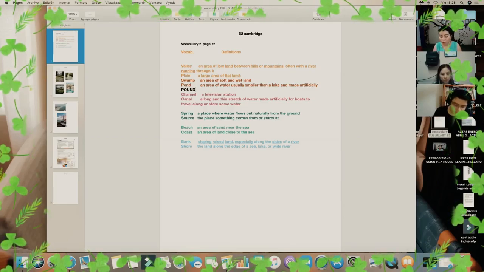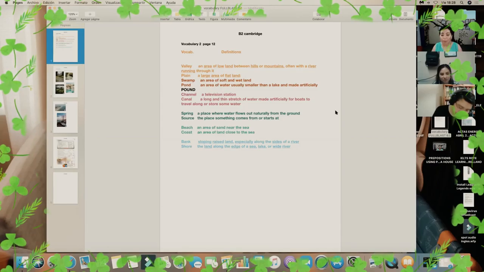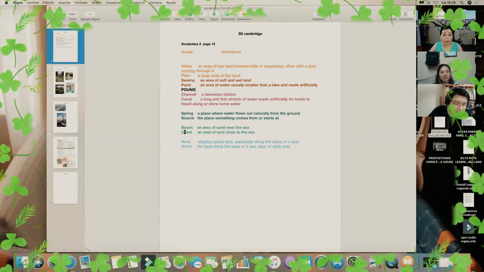And I'm going to repeat it if you want to. Pond. It's not exaggerated or overreacting to the sound of pond, but it's not pound, it's pond, okay? Okay, and then we have the beach and the coast.